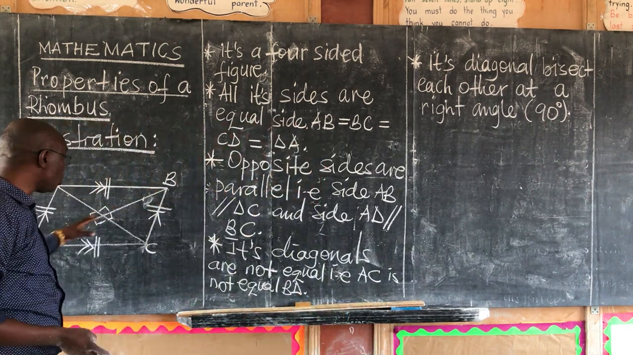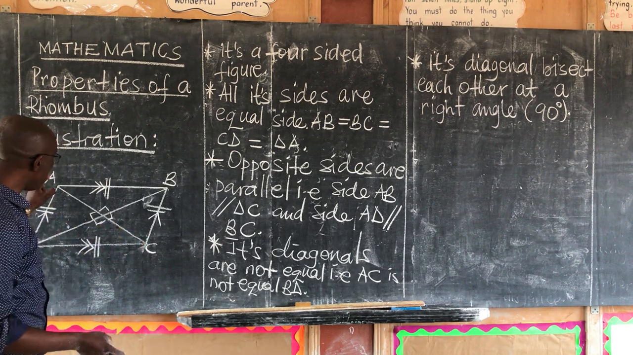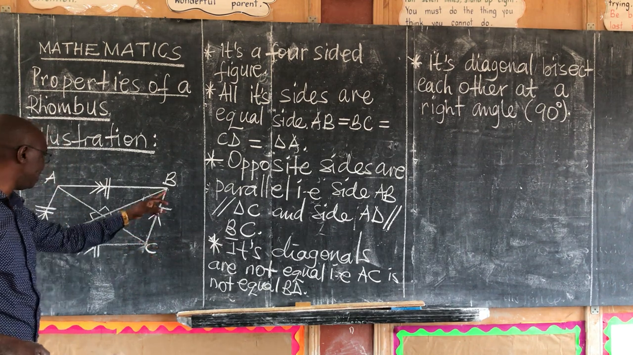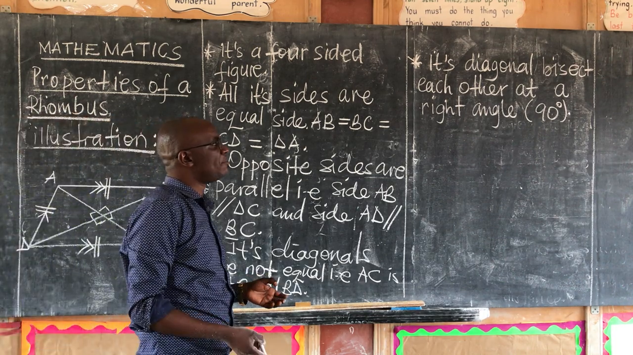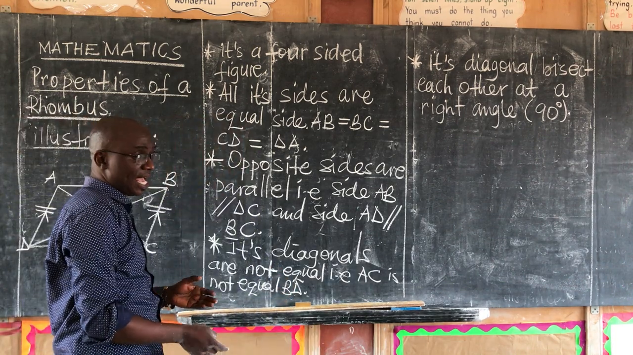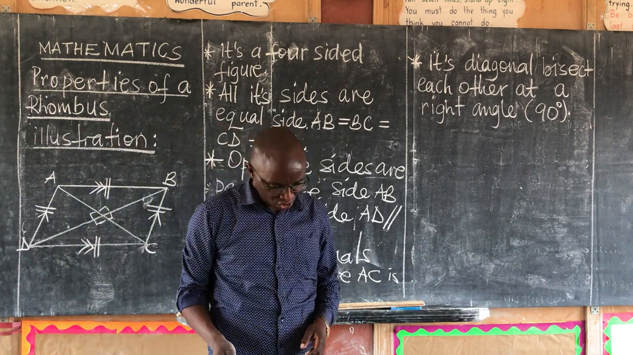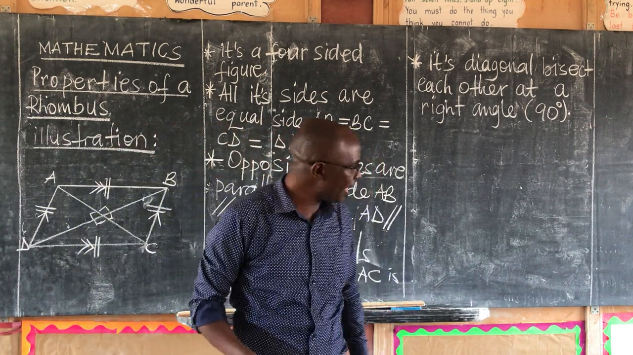But remember, they are not equal in length. Diagonal AC is of different length, and BD is of different length. They do not have the same length even though they bisect each other. As they meet, they divide themselves into two equal lengths.